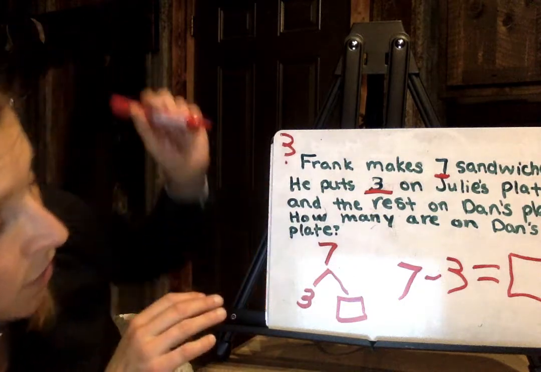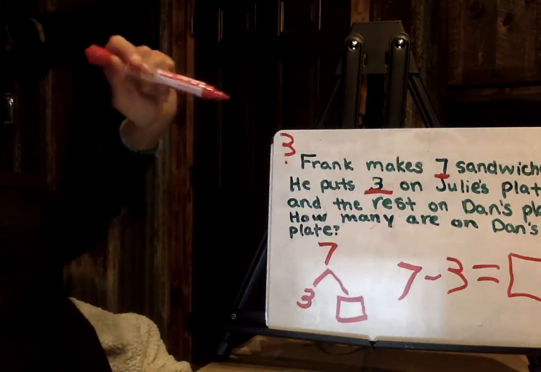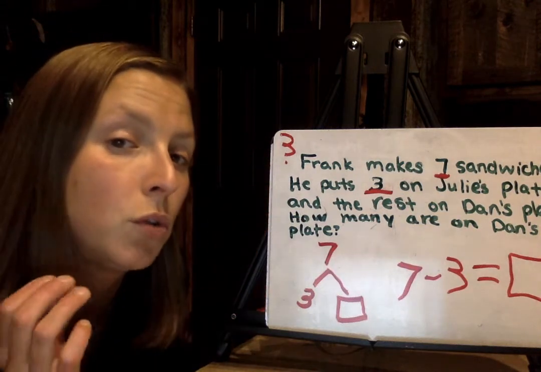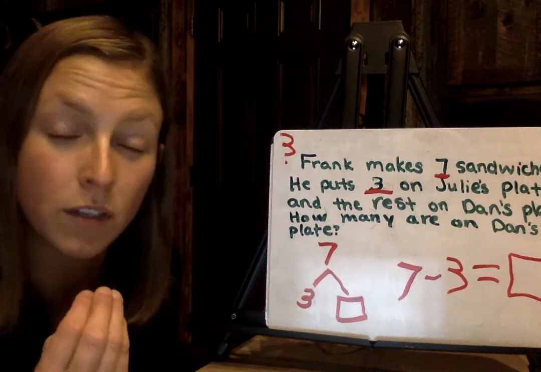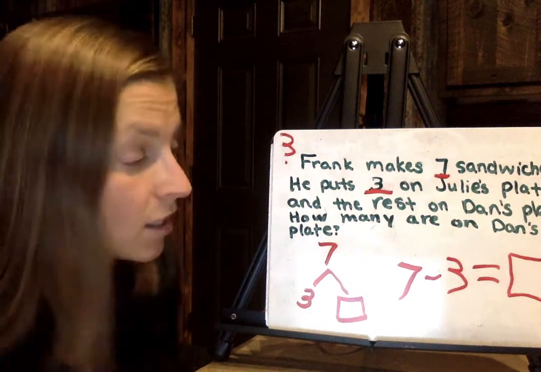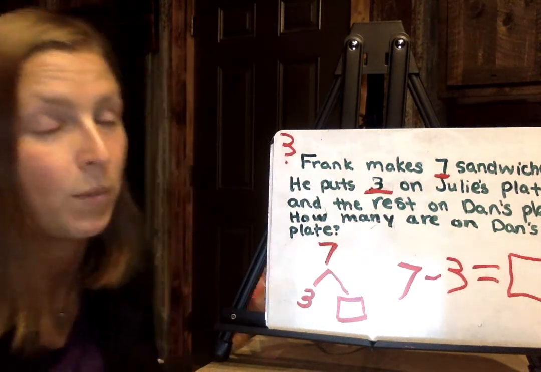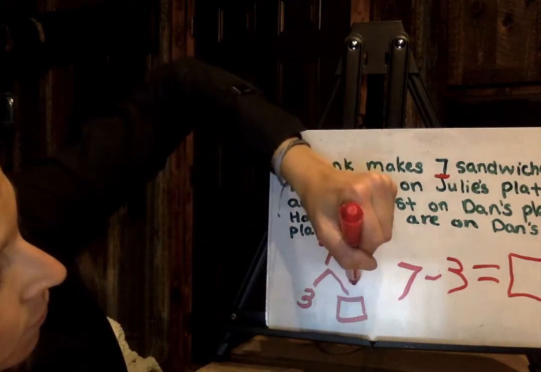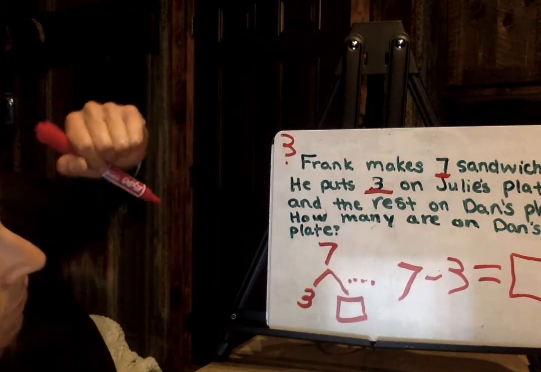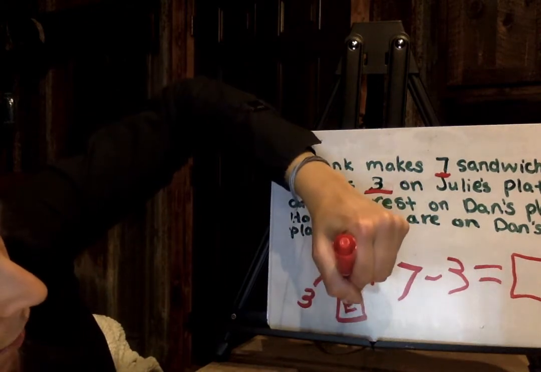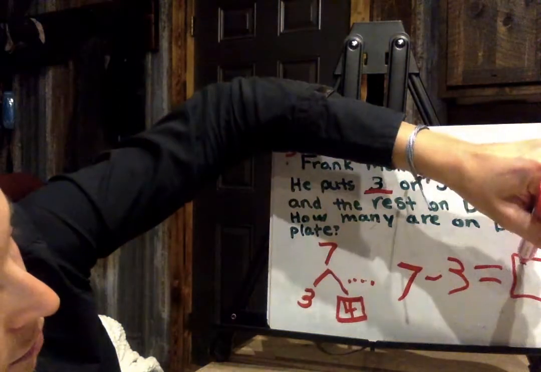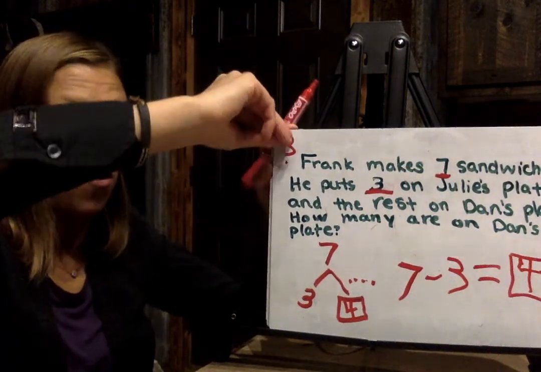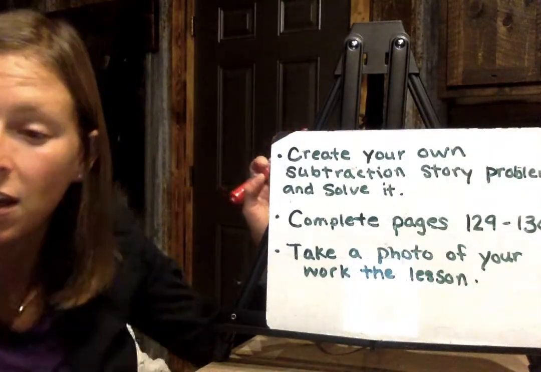Okay, so I'm going to count on. That's my favorite method. Again, any method works, but we want to make sure that whatever method we choose, we choose a method that is the most efficient, which means quick, and gets us to where we're going, while we're still being able to prove that we're right. So 3, 4, 5, 6, 7. I have 4 dots. My answer, therefore, is 4 sandwiches are on Dan's plate. Okay. Hopefully we are all thinking the same thing.